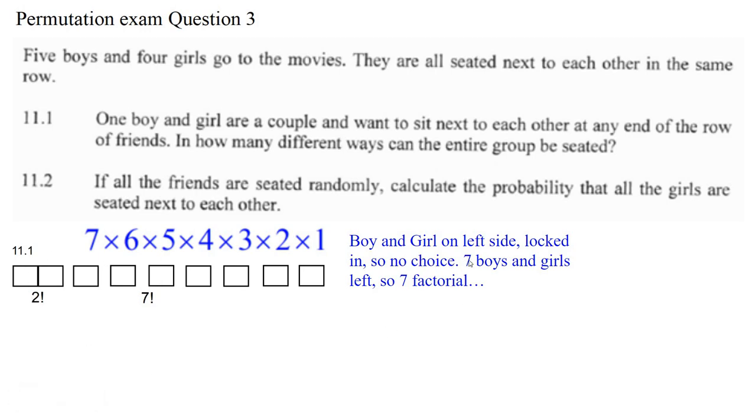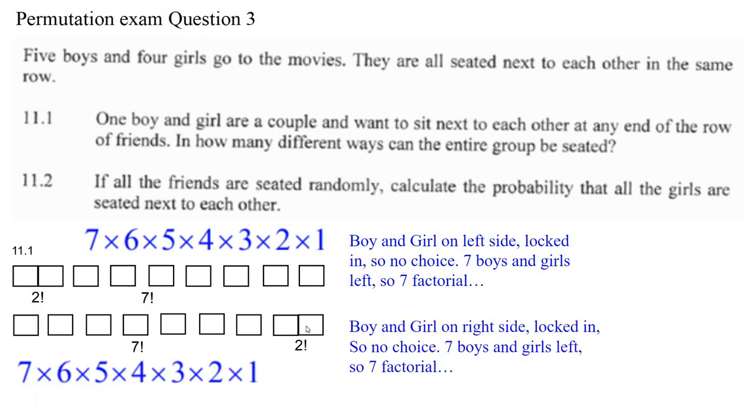So that's what I've said here. The boy and the girl on the left, they're locked in, no choice. So we've just got 7 boys and girls. So there's your 7 factorial. But hey, we can put them on the left side. Why don't we put them on the right side? Because we can at the other end. Well, that's your other one that can happen.